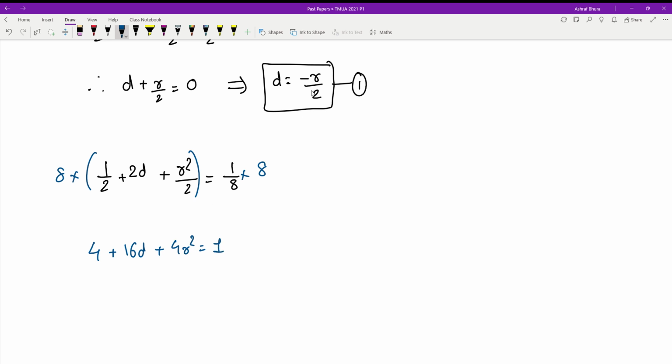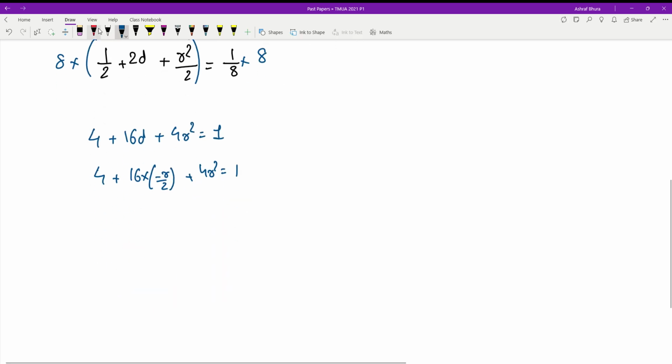Let's put the value of d over here. So this becomes 4 + 16 times negative r/2 + 4r² is equal to 1. Taking the 1 over here and rewriting this equation, what do we have? 4r² - 8r + 3 should be equal to 0. Okay, so what will be the value of r?